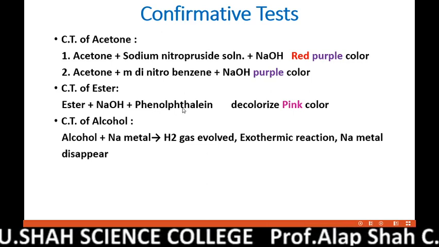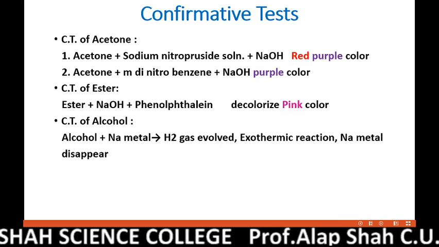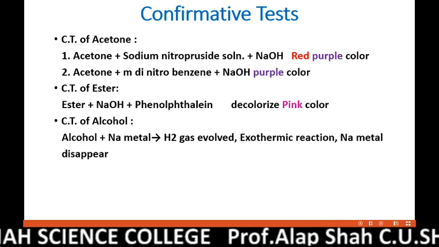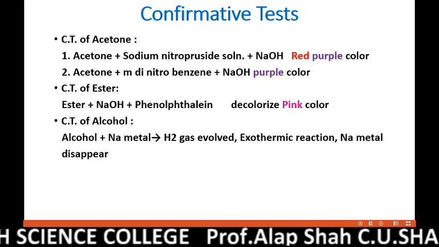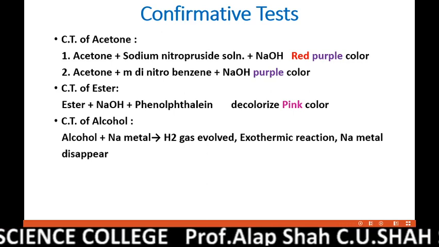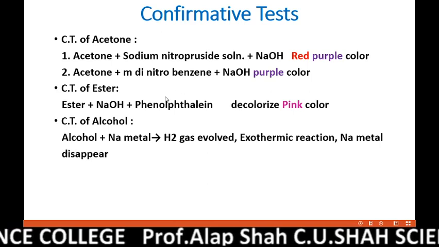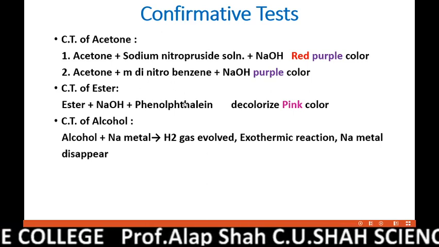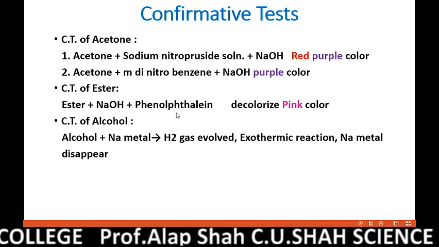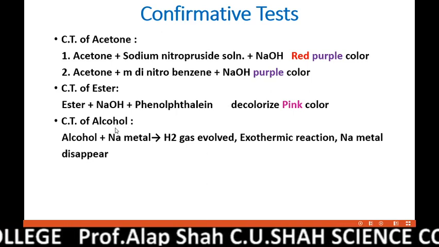And there is a noticeable difference of 20 degrees Celsius, 57 for methyl acetate and 77 for ethyl acetate. So from the boiling point and this test, we can determine whether it is methyl acetate or ethyl acetate.